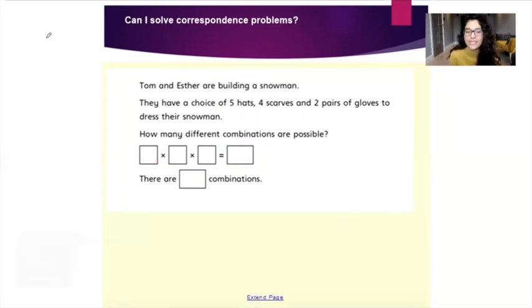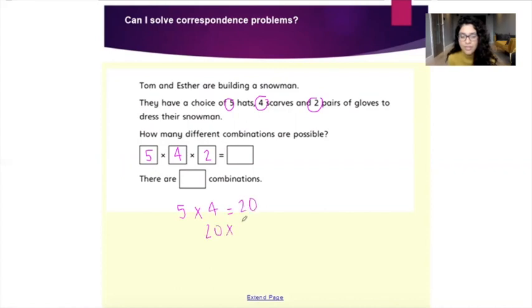Right, so let's work through this together. They have a choice of 5 hats, 4 scarves, and 2 pairs of gloves to dress their snowman. So how many different ways can they dress their snowman? What we have to do is just take each number and multiply all together. So what are my 3 numbers then? I have 5 for 5 hats, I have 4 scarves, and 2 pairs of gloves. So I have to multiply together 5, 4, and 2. So what's 5 times 4 times 2? I'm going to do 5 times 4 first, which is 20. And then I'm going to do 20 times 2, which is 40. So I'm going to write the answer there. So all in all then, there are 40 combinations.